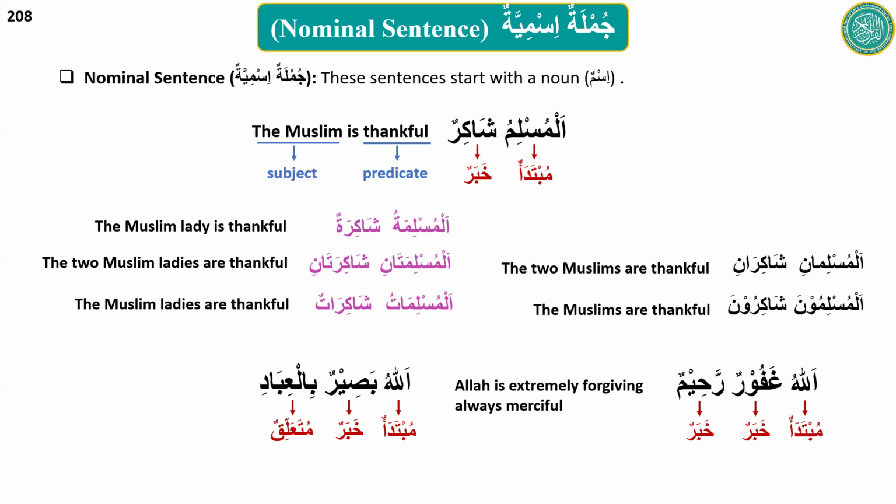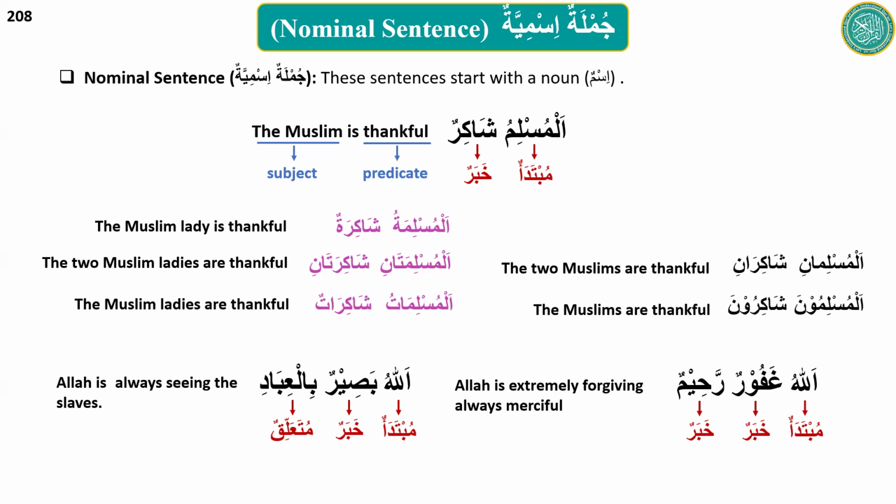So if you see a jar majroor in the sentence, then you don't call it khabar. It is muta'alliq. So now we know three terms: mubtada, khabar, and the third term is muta'alliq. And muta'alliq is what? Jar majroor. And one more thing can be muta'alliq as well, and that is where I will end today's lesson.